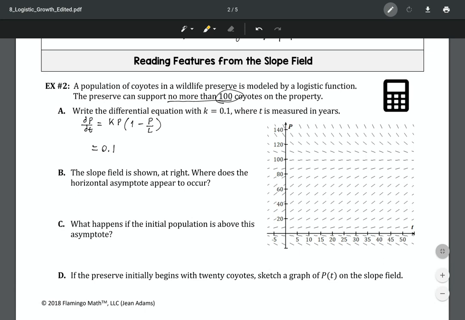So I have 0.1 for k, which is right there. P times 1 minus P over 100. And remember that this is dP/dt. This is how fast the population is growing in this case.